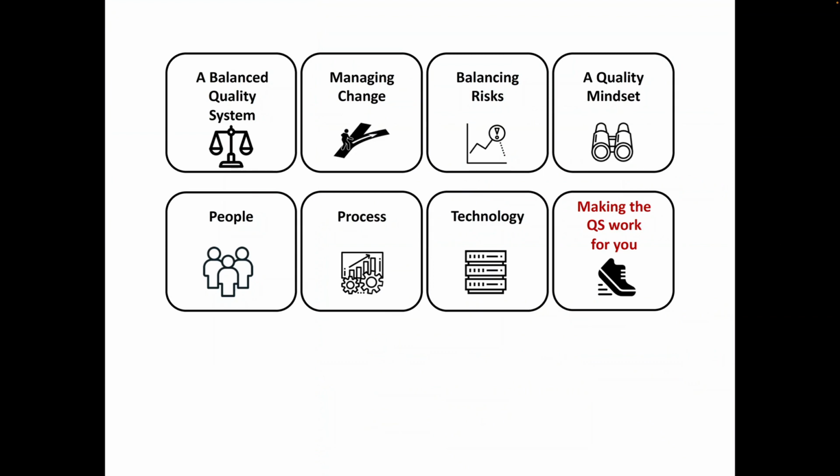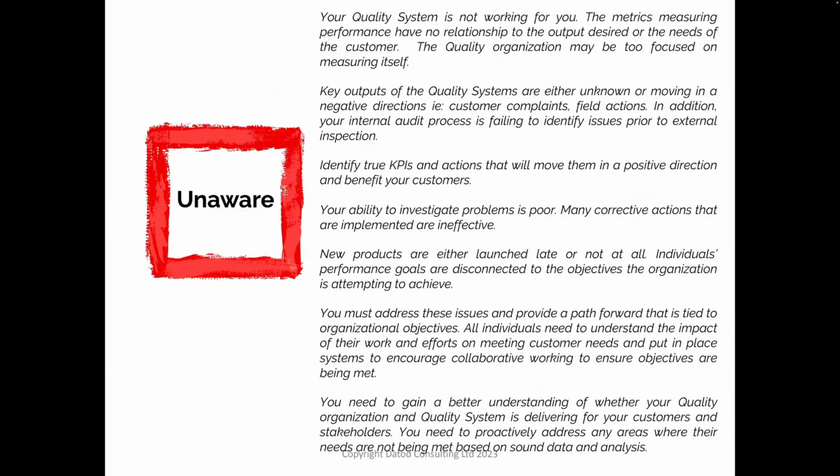So in this section, as before, we're going to step through the maturity model and just tease out some aspects that you can make in terms of moving an organization through the different maturity levels, and what organizations look like at the different levels of how their quality system operates, going from unaware right up to maturity.